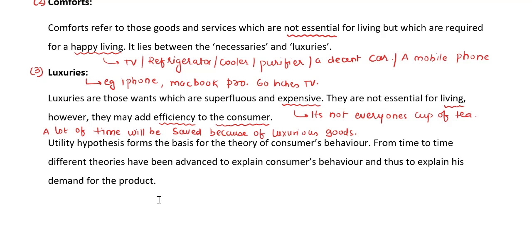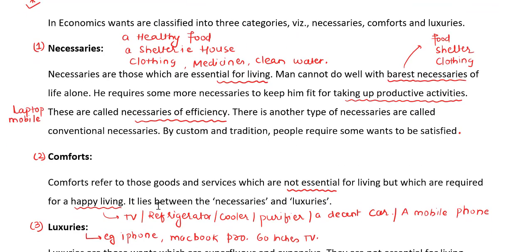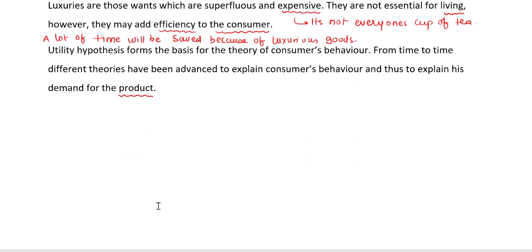Utility hypothesis forms the basis for the theory of consumer behavior. From time to time, different theories have been advanced to explain consumer behavior and thus to explain the demand for the product. I believe you are clear till here. You must have understood the classification of wants and its three categories: necessaries, comforts, and luxuries.